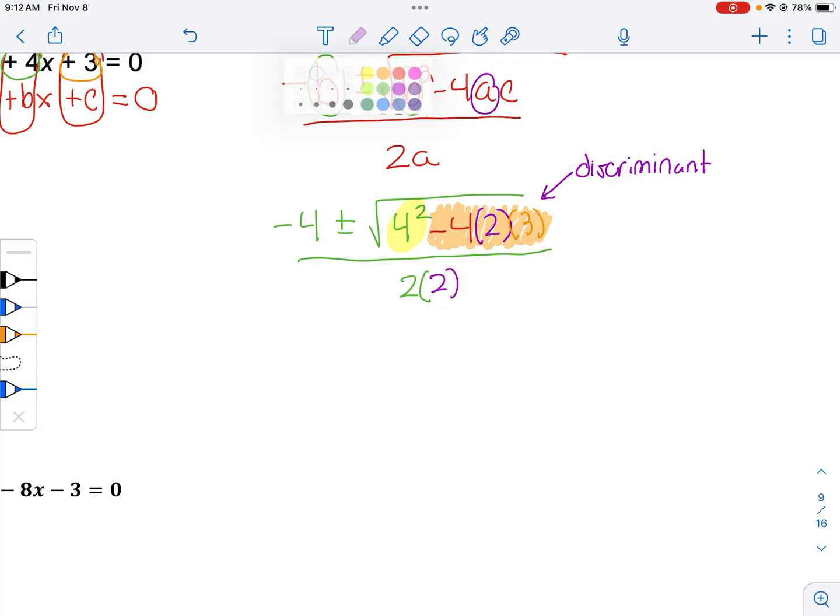Okay, so for example, the first part, 4 squared is 16. Now when I multiply these 3 together, notice that there's one negative. That means that my answer will be negative. I'm going to keep that subtraction. Now I'm going to multiply 4 times 2 times 3. 4 times 2 is 8. 8 times 3 is 24. And I'm left with 16 minus 24.